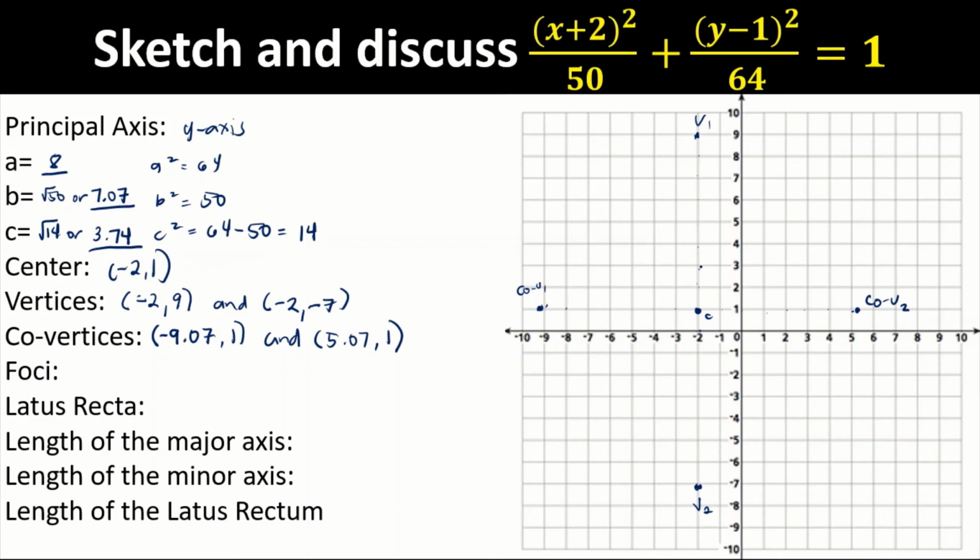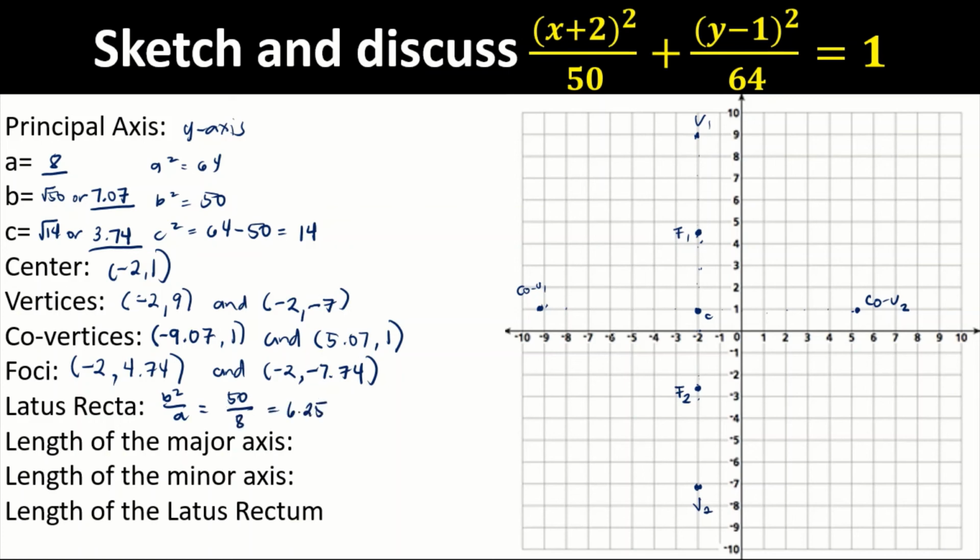Next, for our foci, count tayo ng 3.74 units kahilera ng vertices and ng center. So, 1, 2, 3, and 0.74. Okay, so this is our F sub 1. And from the center, 1, 2, 3, and 0.74. So, this is our F sub 2. So, ang coordinates natin dyan is we have negative 2, 4.74. Next, for our latus recta, we are going to use the b squared over a. B squared is 50 over a is 8.